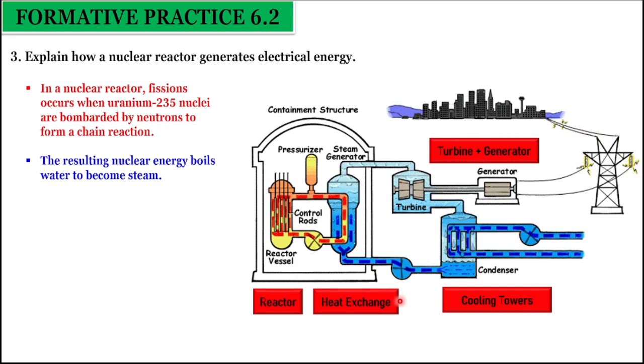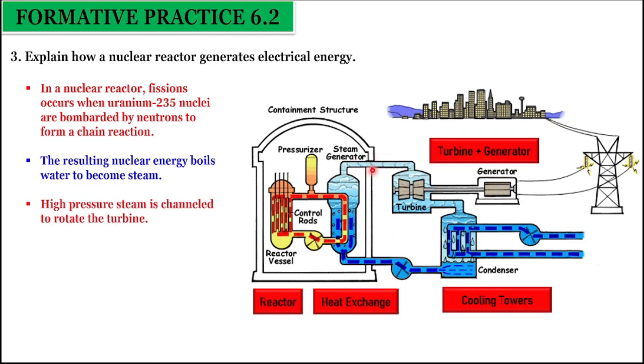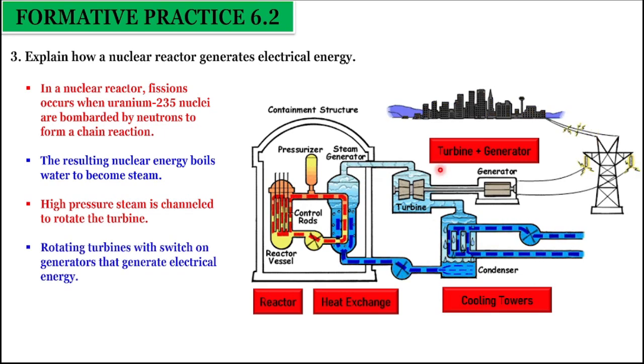Dalam heat exchanger, uranium kat dalam ni will undergo fission reaction and release nuclear energy, and turns to heat energy. So the heat energy will heat up water in the heat exchanger. So dengan itu nanti water in the heat exchanger will turn to steam, super steam. That high pressure steam is channeled to rotate the turbine. And lastly, the rotating turbines will switch on generators that generate electrical energy.